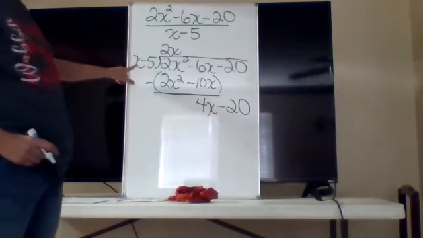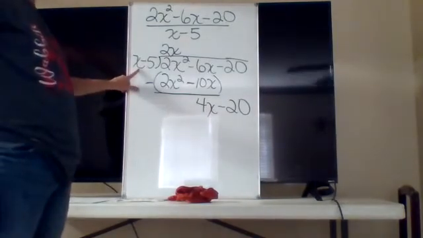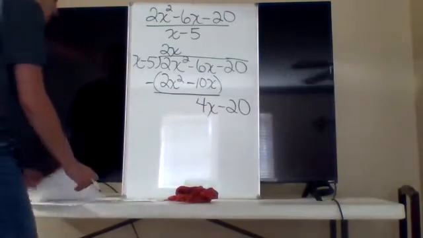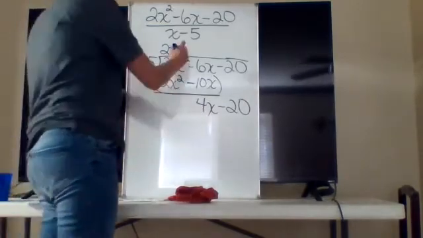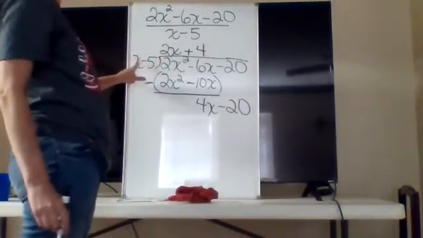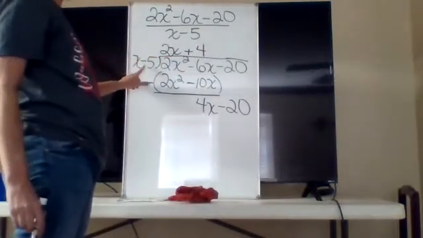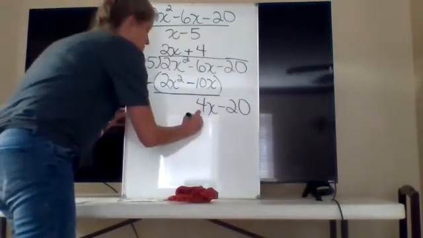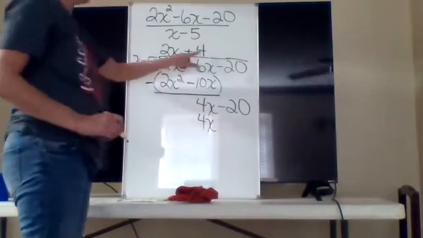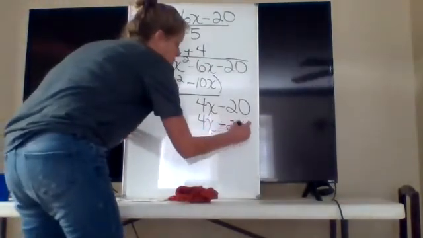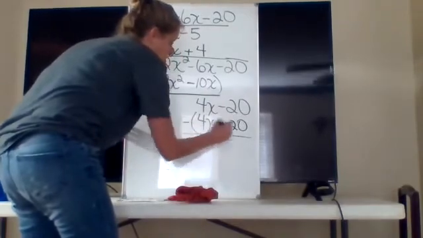And then start again. What do you need to multiply x by to turn it into 4x? X times +4 will turn into 4x, and that's exactly what you're going to do. You're going to multiply this 4 times both of these. So 4 times x gives me 4x. 4 times -5 gives me -20. And then that's what you're going to subtract.